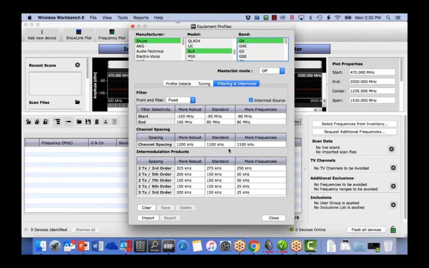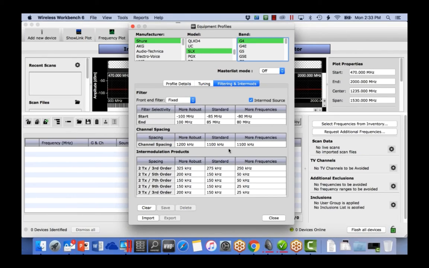SLX has a very different set of parameters. Note particularly the channel-to-channel spacing for SLX is 1.1 megahertz, that is 1,100 kilohertz. That means the channel-to-channel spacing has to be more than a megahertz apart, which clearly shows that the SLX is not as efficient from a spectrum standpoint as UHFR. I can't get that many frequencies in the same space because they have to be more than a megahertz apart.